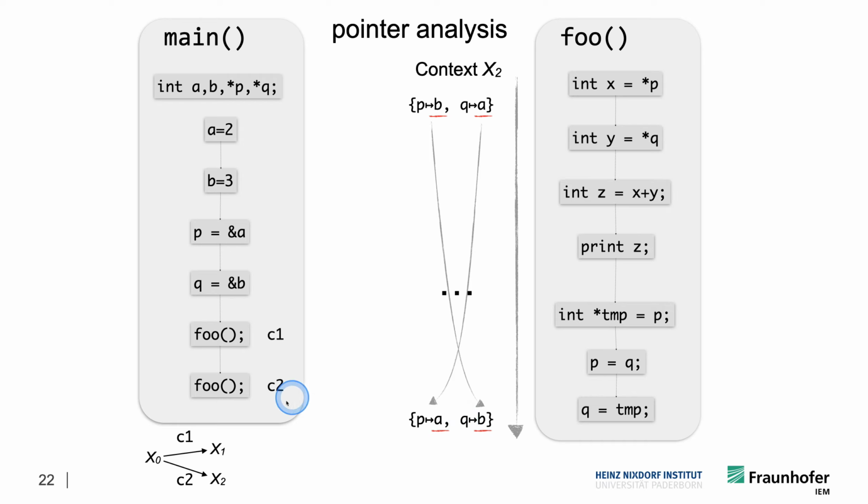Then we also have a second calling context down here, which is context x2, that is called at c2, which looks exactly the same as the first one, except that now all these values are flipped, right? So here we are starting with this mapping where P points to B and Q points to A. And then this is being reversed again to arrive at the environment that we had at the very beginning.